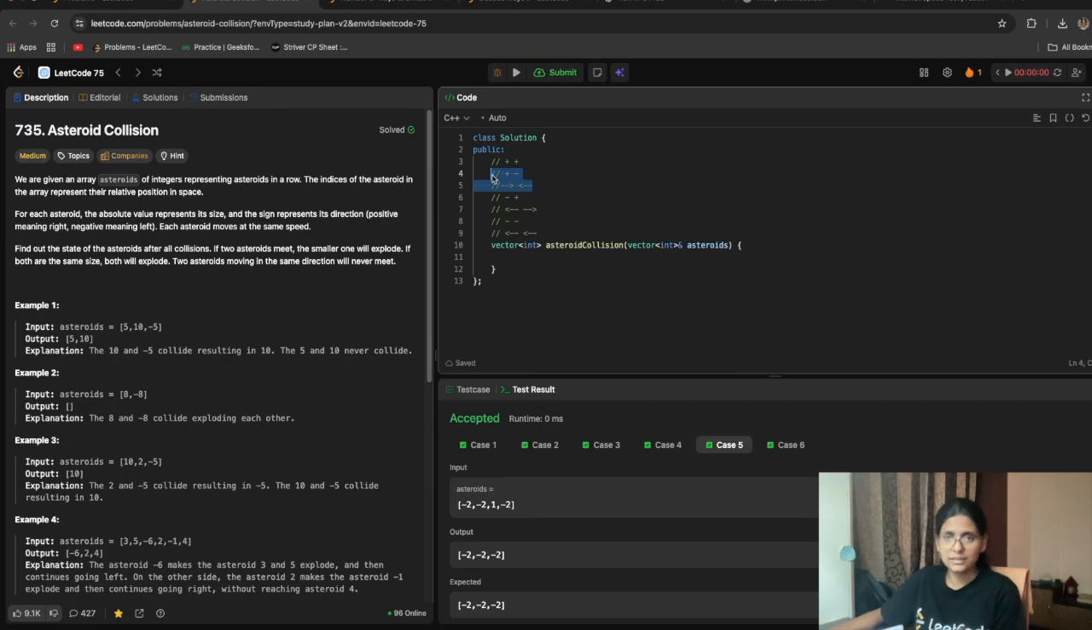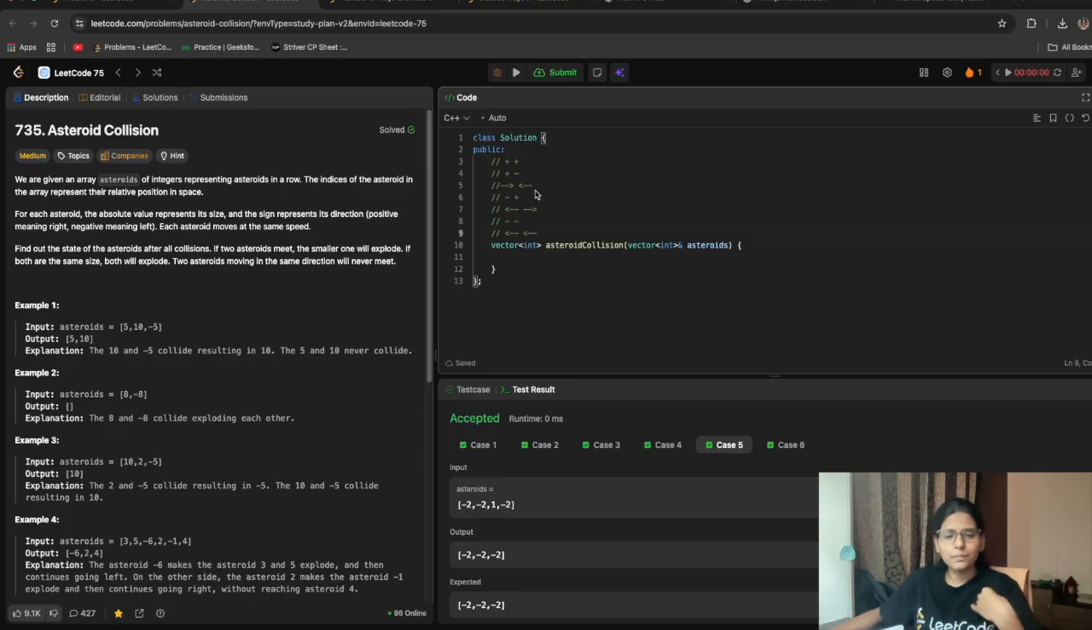and the one which we are currently at should go in the left direction. So only in this condition will the collision occur, that we find out now.